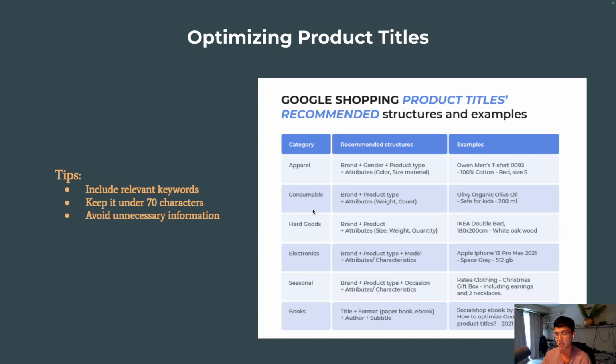So, there's some examples here. Apparel, the recommended structure is brand plus gender plus product type plus any attributes, whether it's color, size, and material.